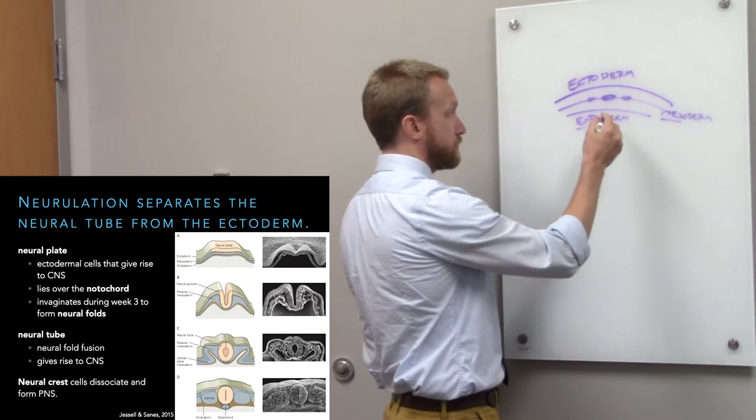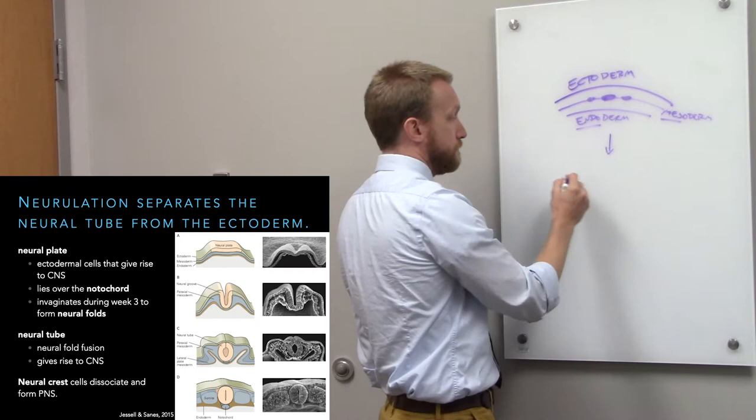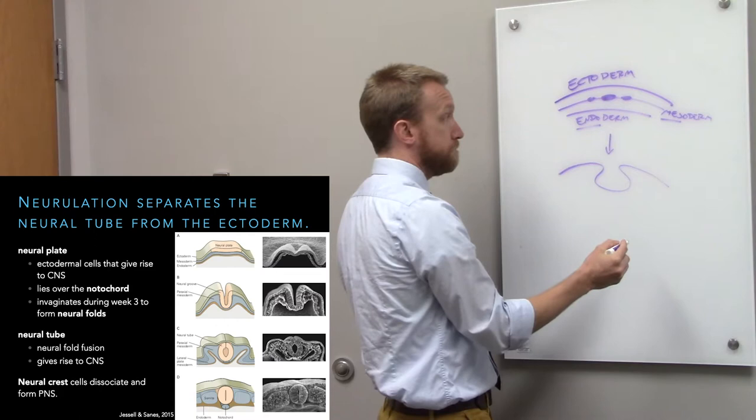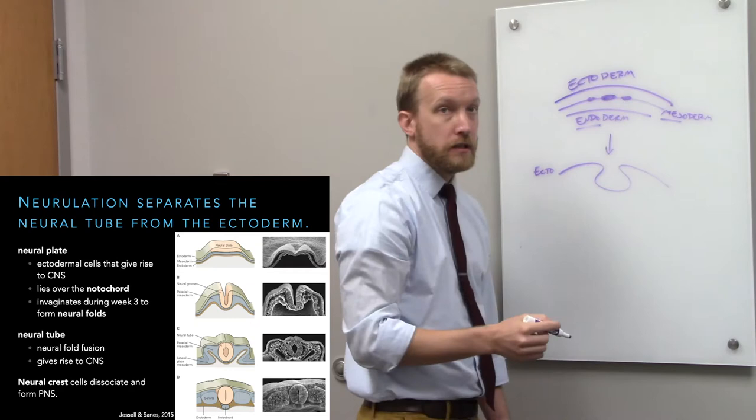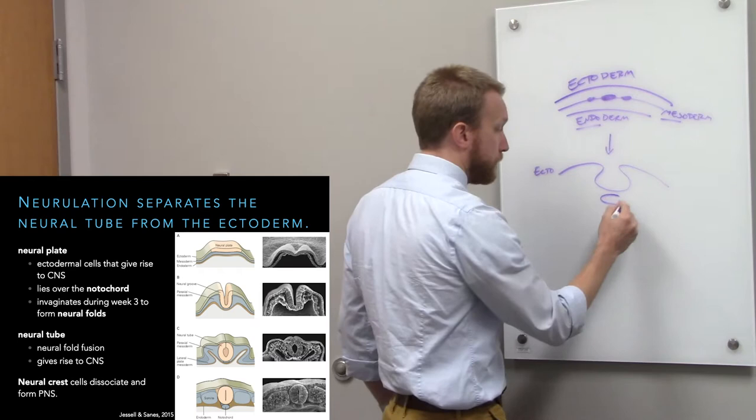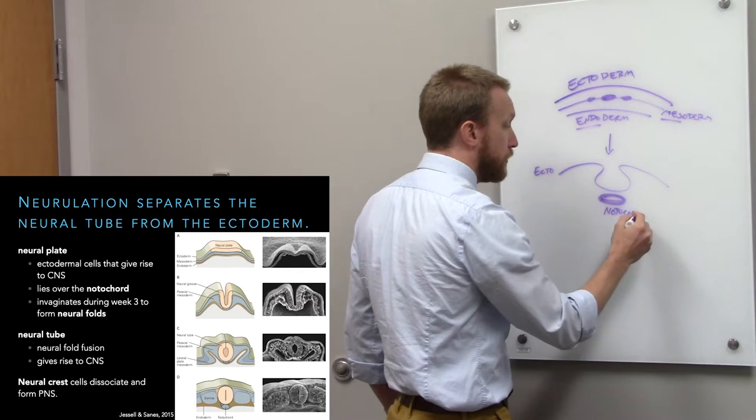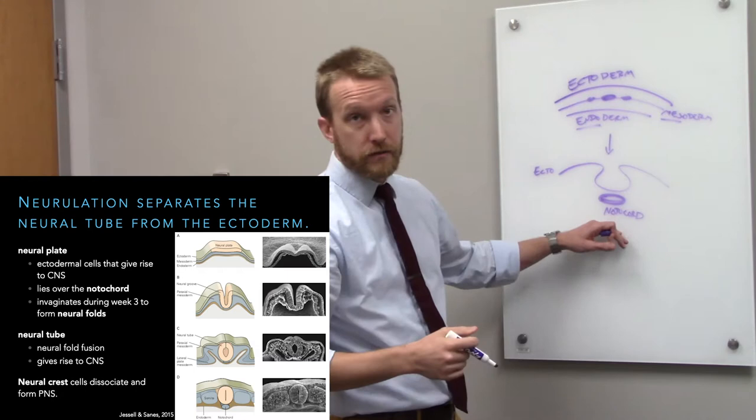So, we're going to go from a sheet to a sheet with a tube in it. We've got our ectoderm here. It's going to fold over right there in the center. The reason that it folds over in the center is because a portion of the mesoderm called the notochord is going to act as an organizer for the rest of the body. This is found in the midline of the mesoderm.